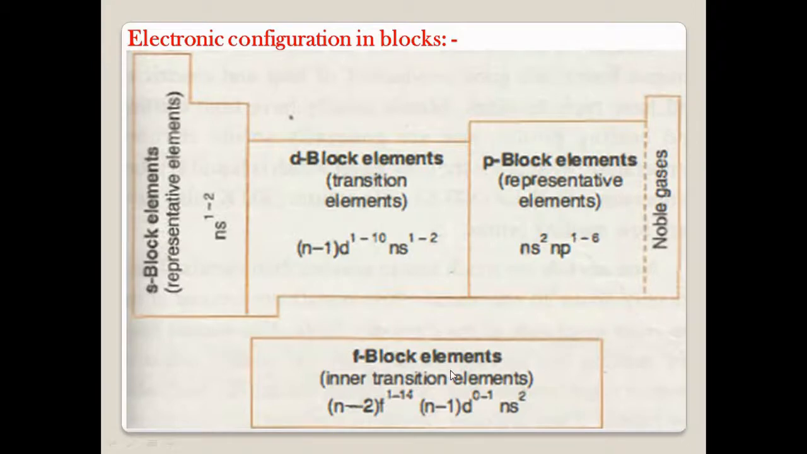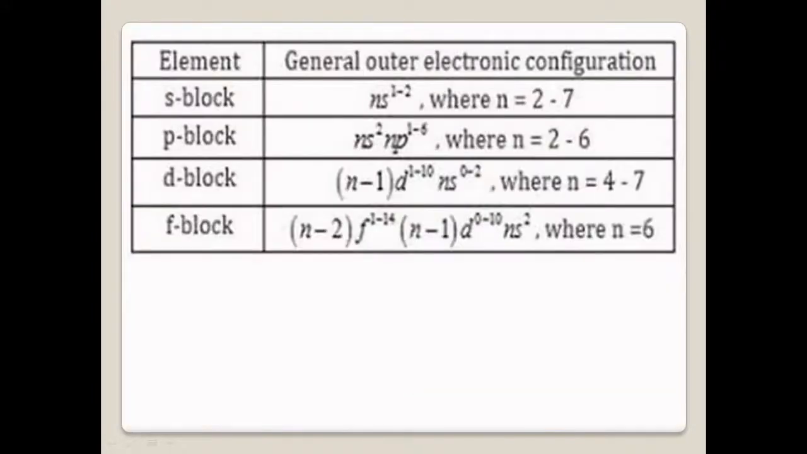And for F block elements, that is inner transition elements, it is (n-2)f 1 to 14, (n-1)d 0 to 1, and ns2. This is the outermost electronic configuration of the F block elements, that is inner transition metals. Okay, are you getting this? Okay, let's see, for S block elements it is ns 1 to 2, where n is equal to 2 to 7. For P block elements it is ns2 np 1 to 6, where n is equal to 2 to 6.